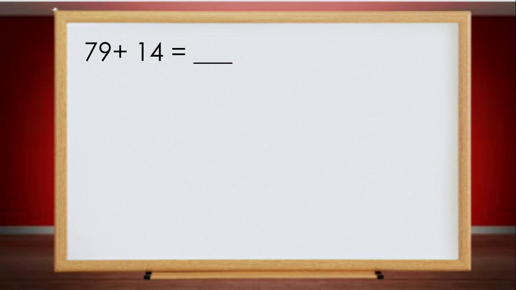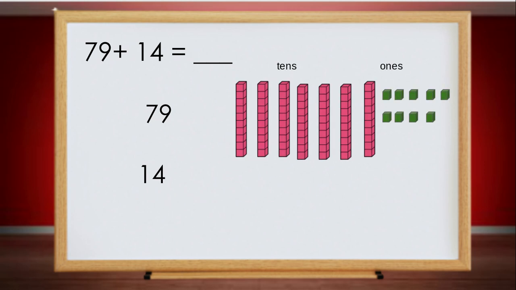Let's try another one, but this time, watch me start in a different way. Once again, I'm going to give the information, and 79 is such a big number, but I know that there are 7 10s and 9 1s. And then I know for 14, there's 1 10 and 4 1s. Now, I'm going to start counting from the 10s this time and find out whether I need to group. There are 7 10s, which is 70, and 1 more 10 makes 8 10s, which is 80.